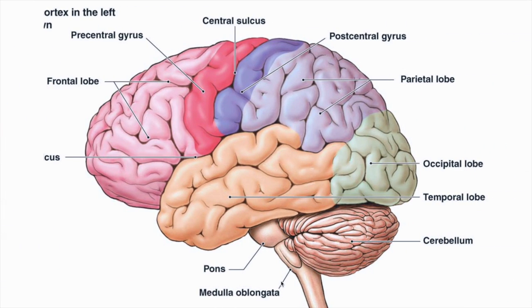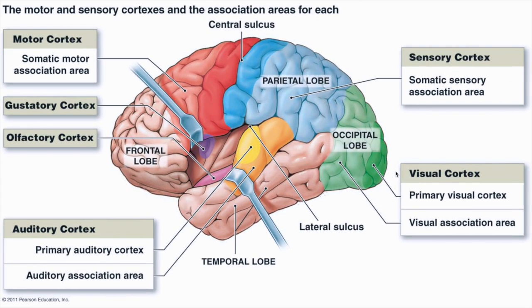Alright, the cerebral cortex, that's where we do all our thinking. It's divided into lobes, and they're color-coded in this picture. And different regions have specific functions. So here's another color-coded picture. So the motor cortex is going to be right in here, in red, and it controls voluntary movements.